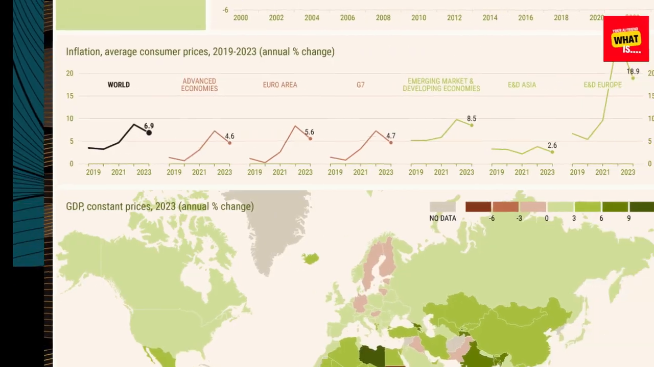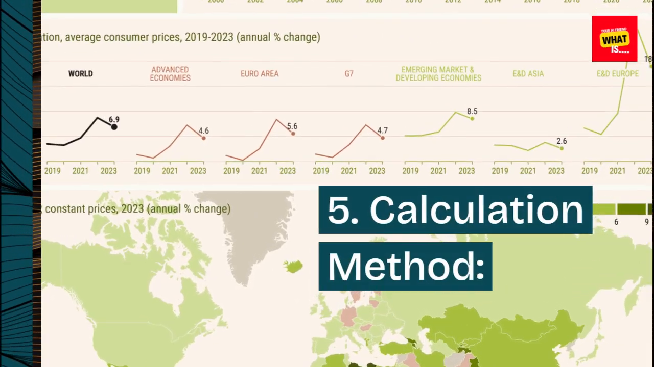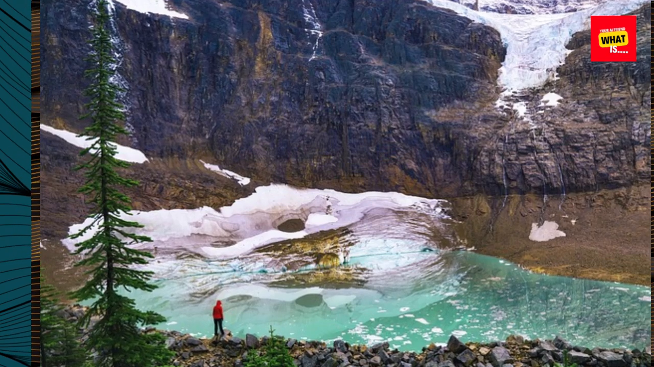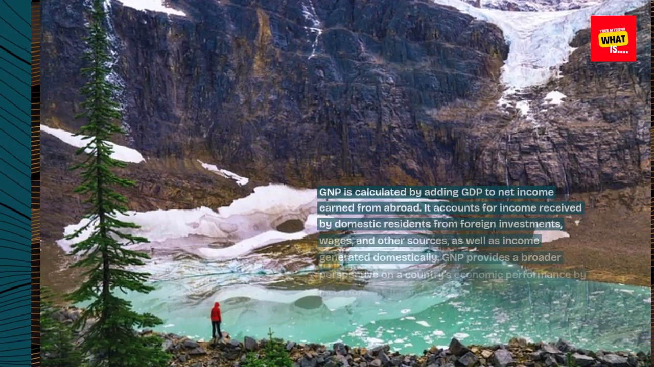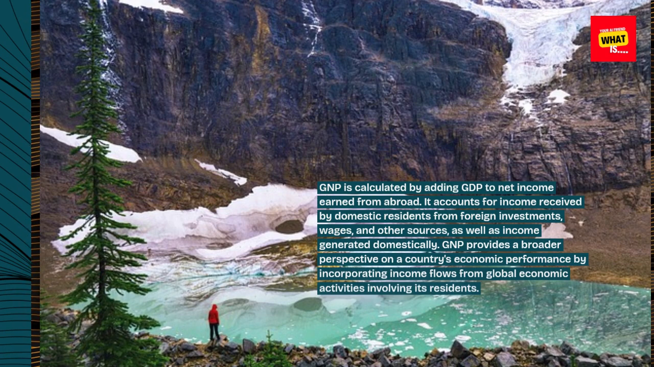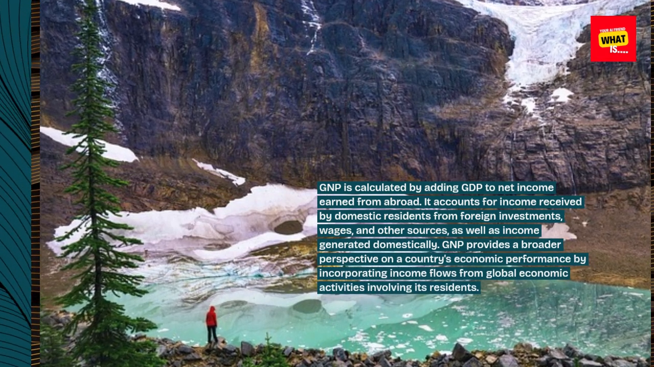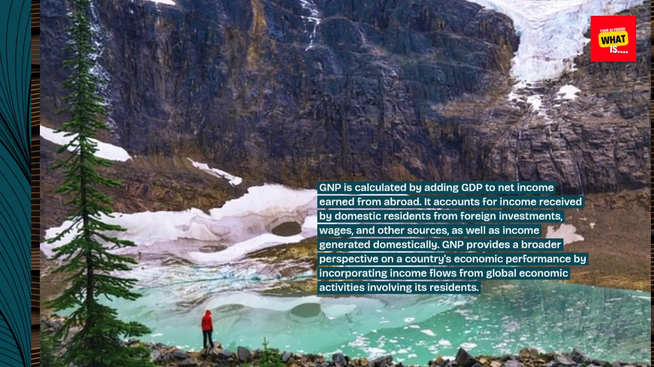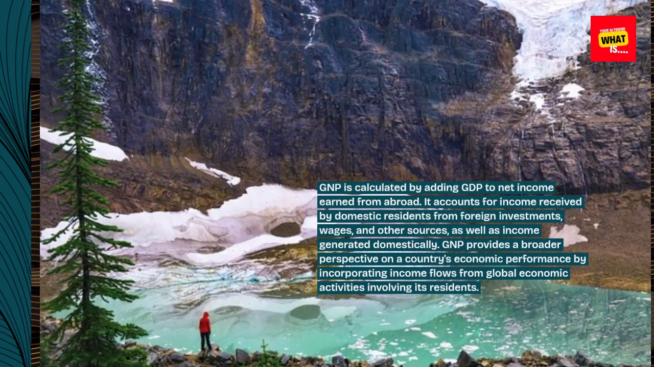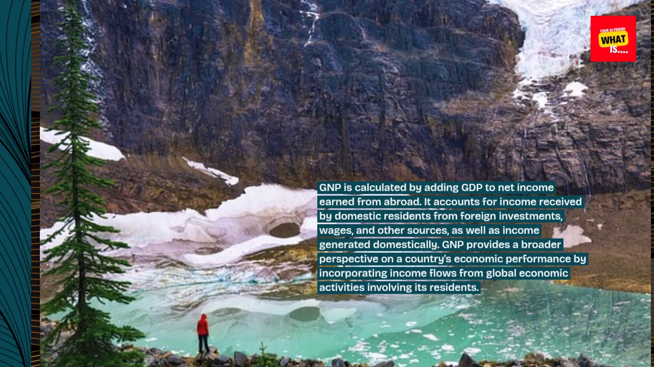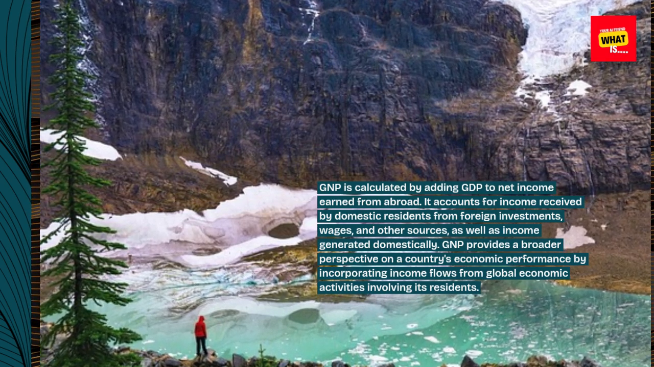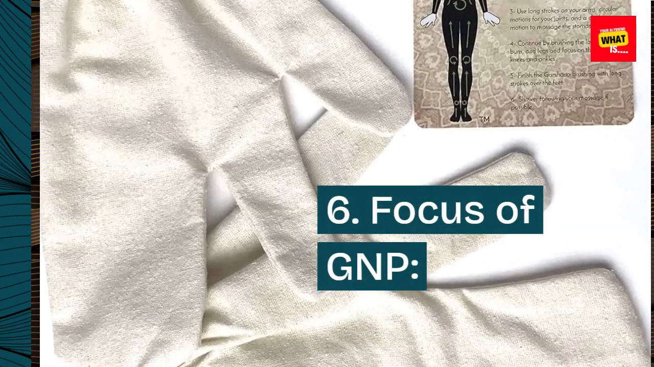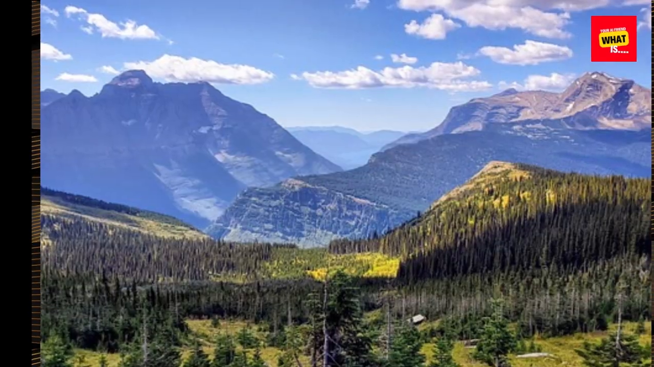5. Calculation method. GNP is calculated by adding GDP to net income earned from abroad. It accounts for income received by domestic residents from foreign investments, wages, and other sources, as well as income generated domestically. GNP provides a broader perspective on a country's economic performance by incorporating income flows from global economic activities involving its residents.